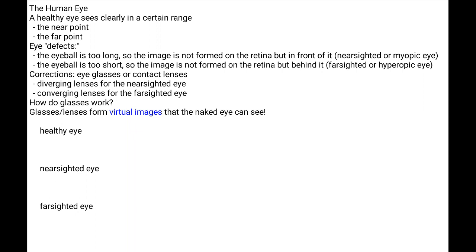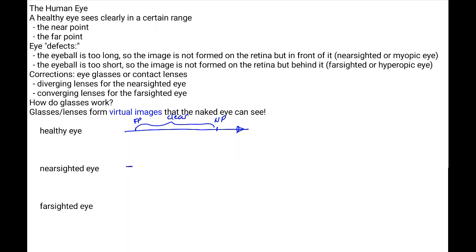So let's look at the glasses and how they work. So we have the healthy eye, and it has a near point and a far point. So everything in here is seen clearly. So this is clear. Everything else is fuzzy.